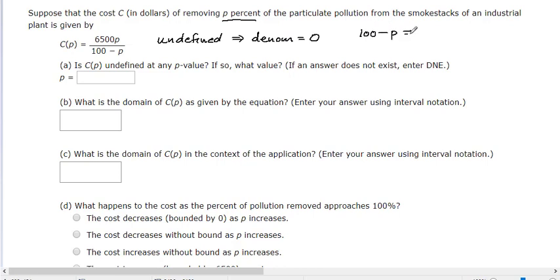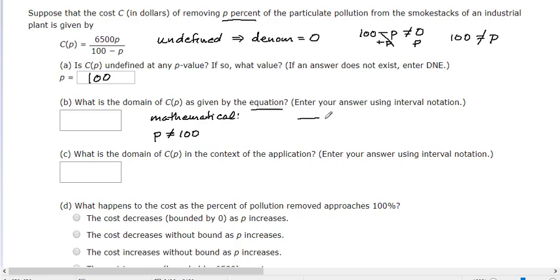Could 100 minus P ever turn out to be 0? Yes. If P took on the value of 100, then the denominator would be 0. So I cannot allow P to be 100. Is it undefined? If so, at what value? At 100. What is the domain as given by the equation? This is what I call a mathematical domain. It's not talking about what makes sense in the problem. It's just saying mathematically, the only restriction I have is that P cannot equal 100.